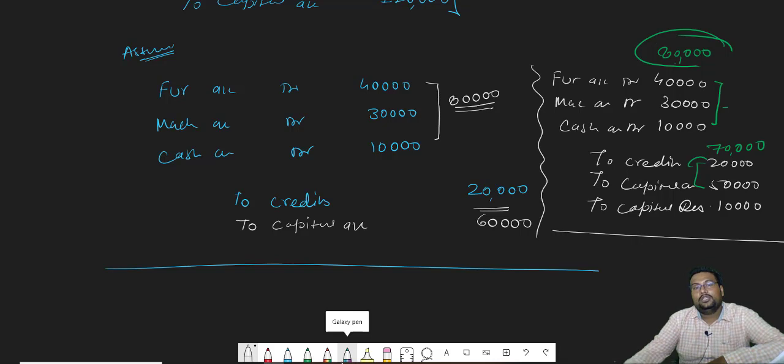Okay. So whenever the debit side is less, it will be adjusted by opening the goodwill account beta. When the credit side is less, it will be adjusted by the capital account or capital reserve. It totally depends on the nature of the transaction.